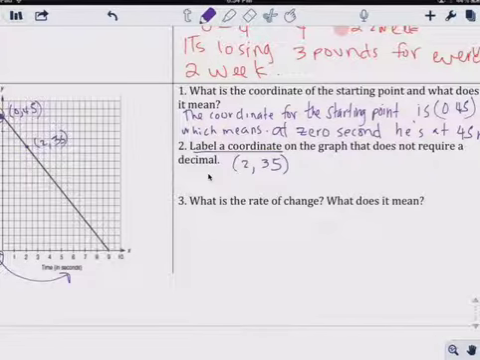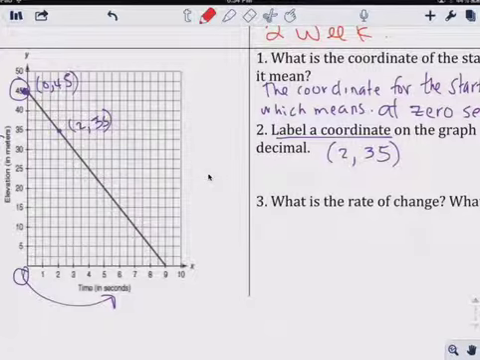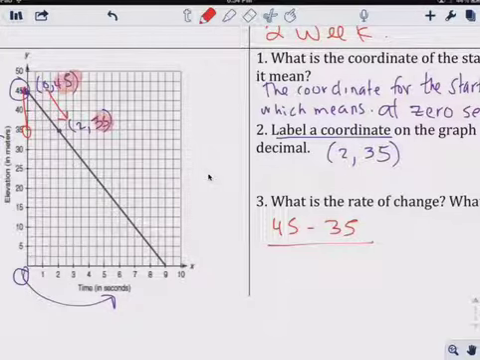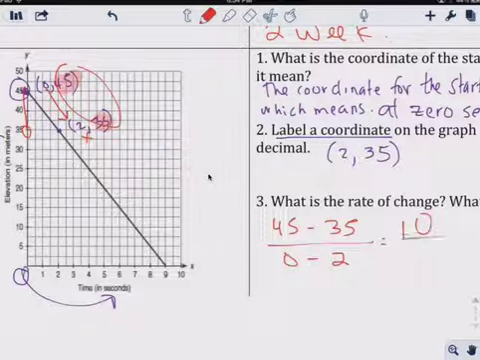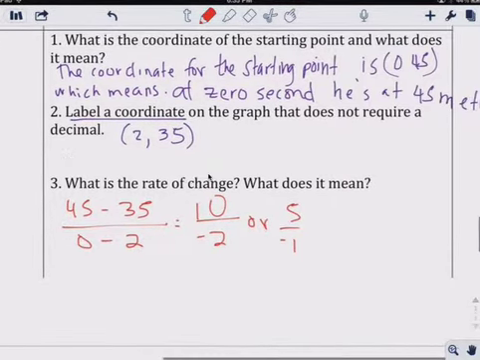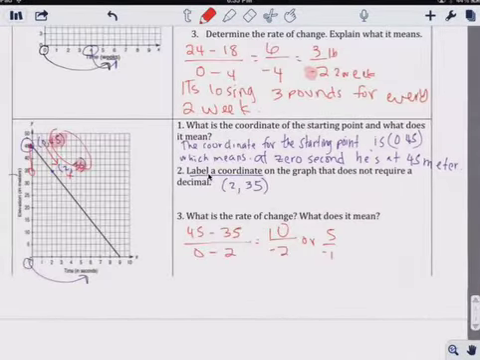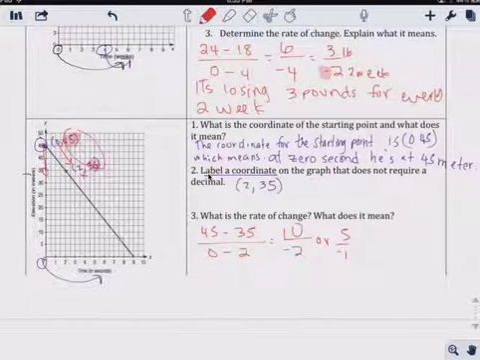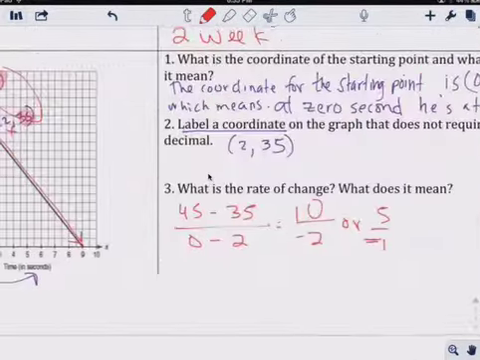Okay, what is the rate of change? Okay, let's do rate of change. Well, let's see. It went from 45 down to 35. Notice 45 to 35. 45 minus 35. And then 0 to 2. Okay, remember it should be your y and your x here. So this is 10 over negative 2, or 5 over negative 1. So it's coming down. This is negative. It's coming down, and the graph, you notice, is going down. Coming down 5 meters. This is meters here. The y is meters.